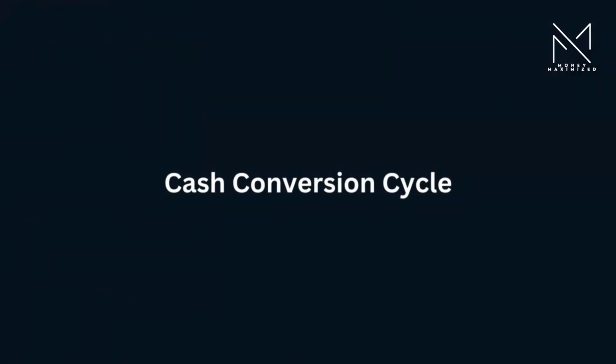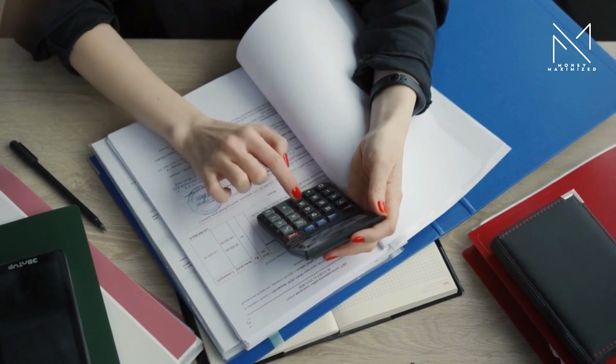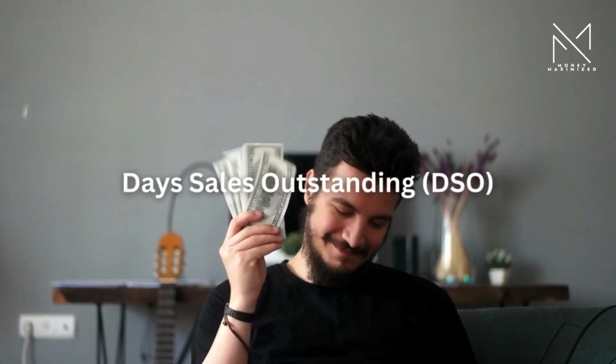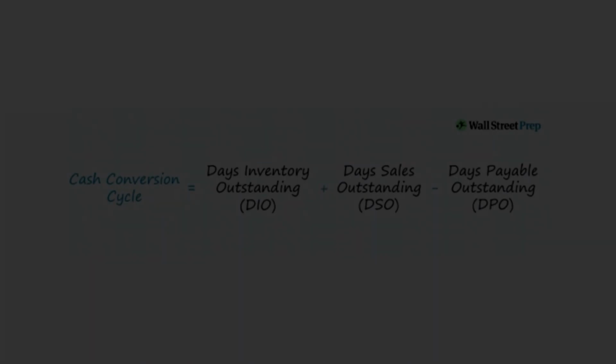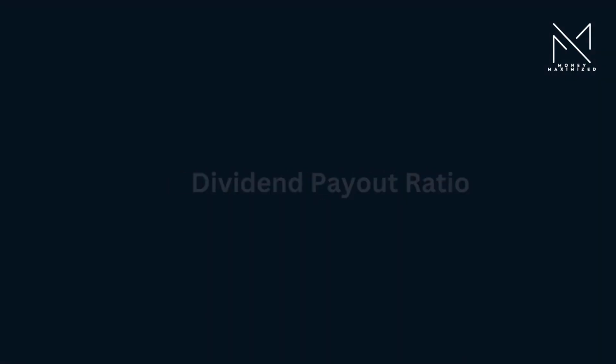5. Cash conversion cycle. This metric measures the time it takes for a company to convert its investments in inventory and other resources into cash flow from sales. It involves the following components: days sales outstanding, DSO, days inventory outstanding, DIO, and days payable outstanding, DPO. Cash conversion cycle is equal to DSO plus DIO minus DPO. A shorter cash conversion cycle indicates that a company is efficient at managing its working capital and converting it into cash.